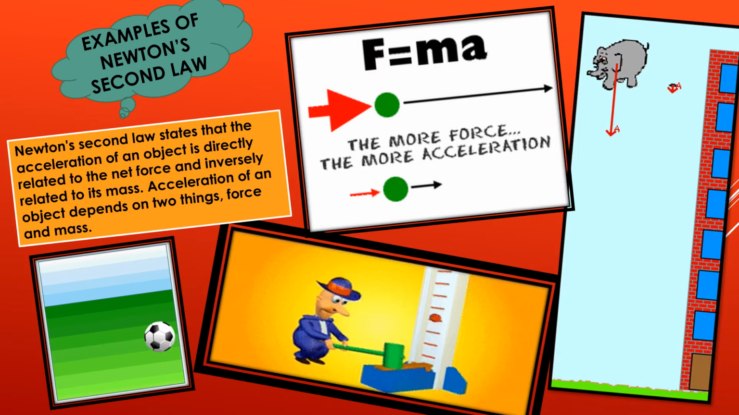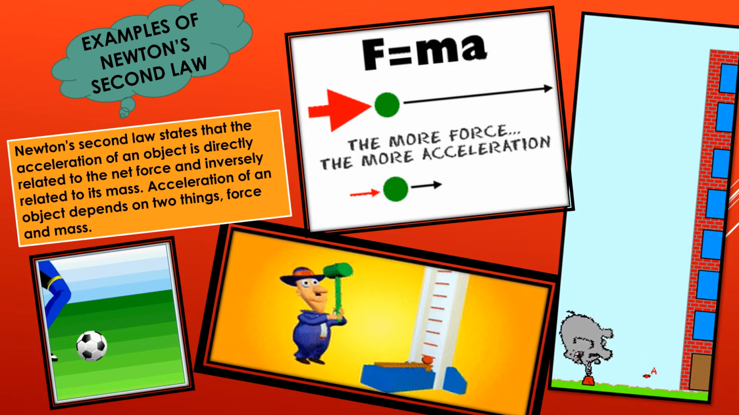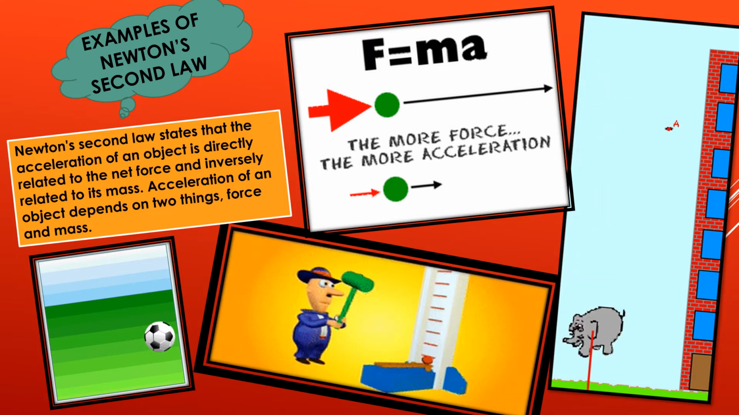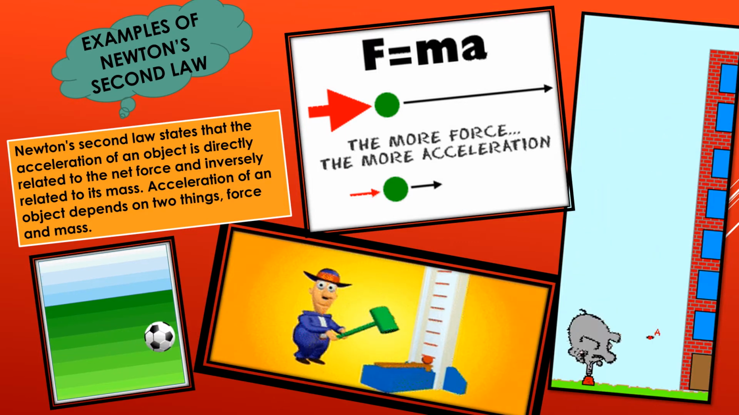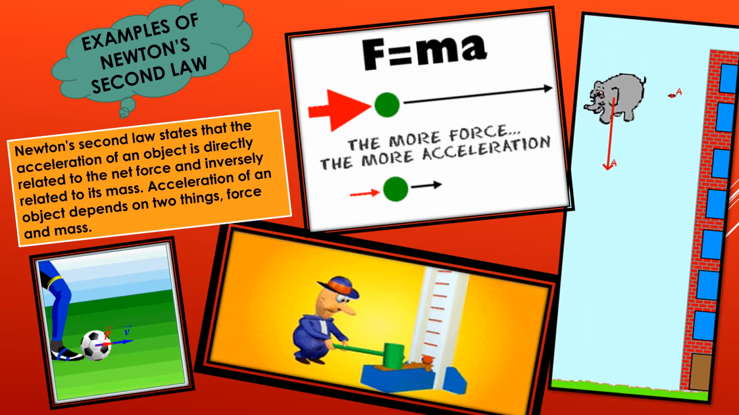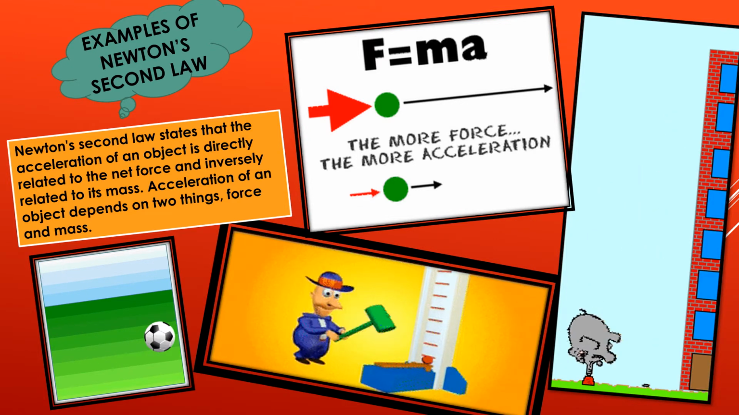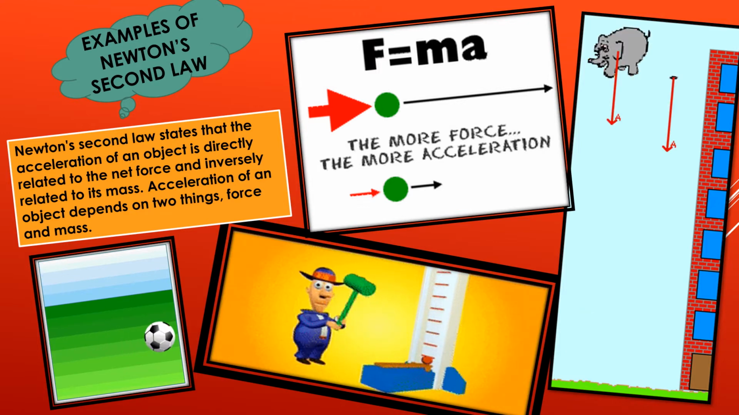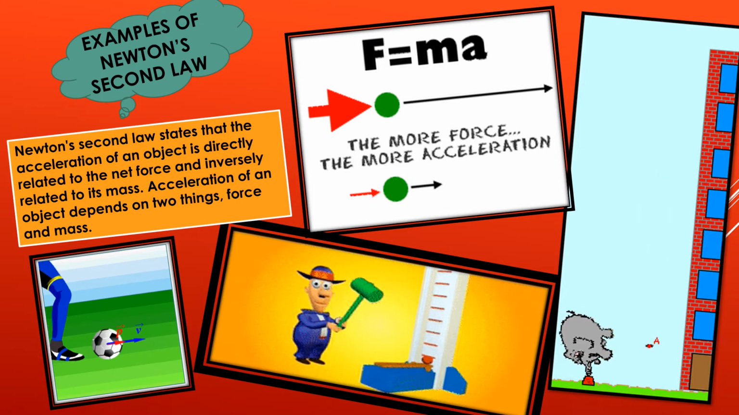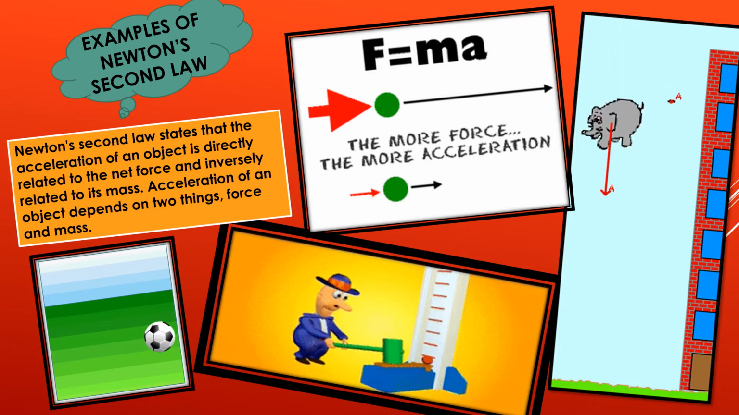Acceleration of an object depends on two things, force and mass. Clear? Now next, what is the mathematical expression of Newton's second law? Thus the force is the cause and acceleration is the effect of it. You see this example, you will understand. Force is the cause, and acceleration is the effect. Force is applied on this ball, and because of the force, acceleration has been produced on this ball and it is moving fast. So force is the cause and acceleration is the effect.